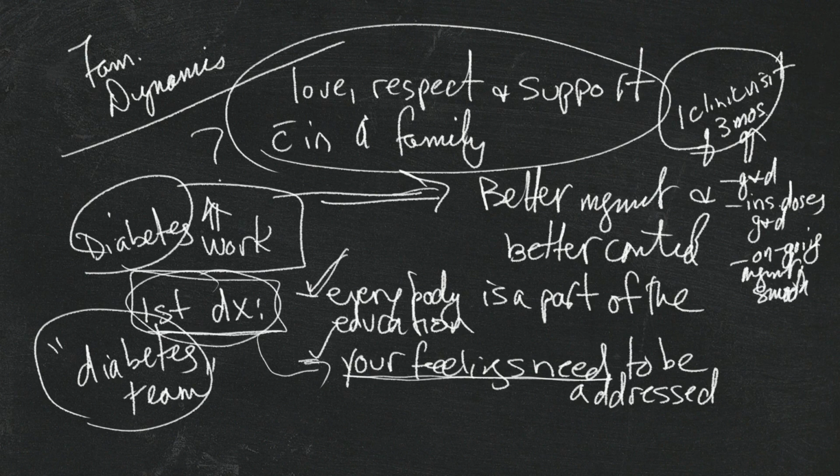Not everybody has to come to every clinic visit all the time, but at least at the beginning, everybody should be included so that their questions are addressed, so that their feelings are addressed, and so that everybody can check in. And the last thing I think that's important when we're talking about this, just as a sort of framework, is that you guys need to decide what your roles are as far as diabetes and family goes.